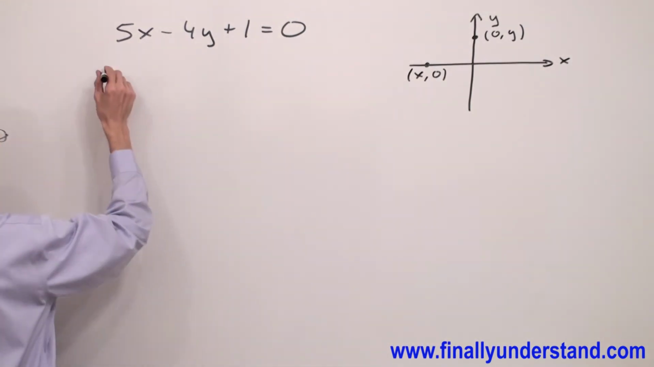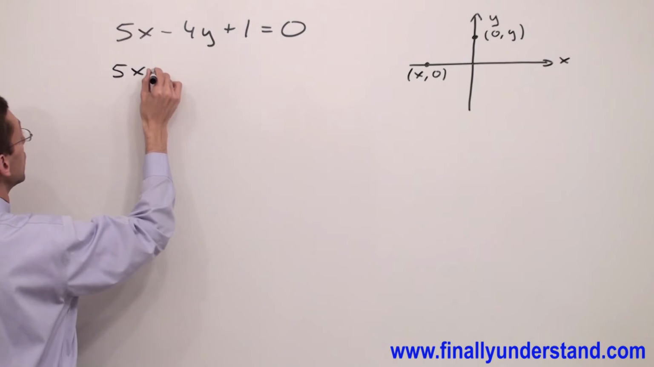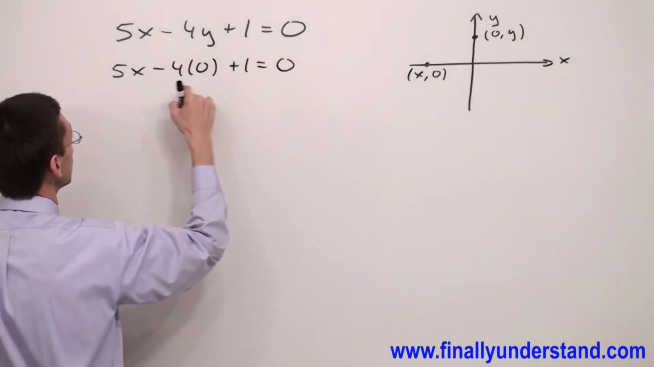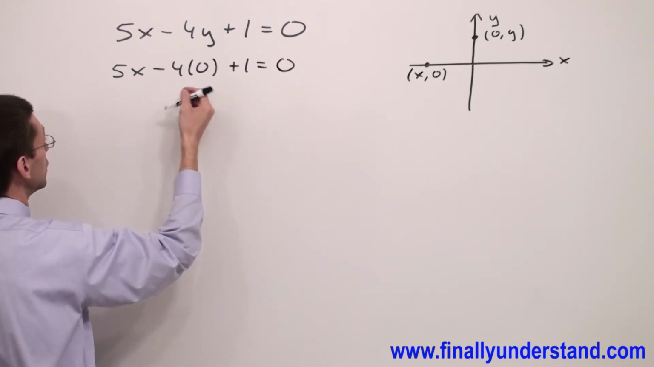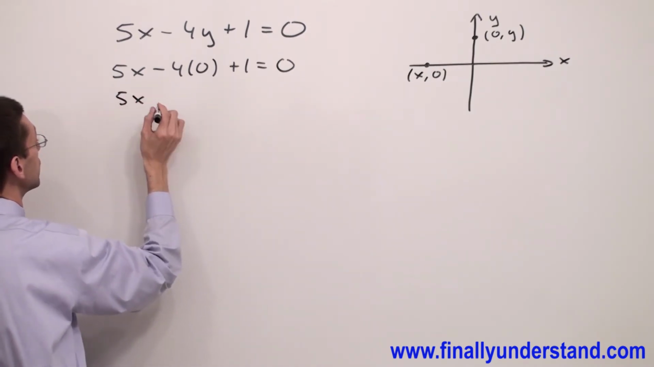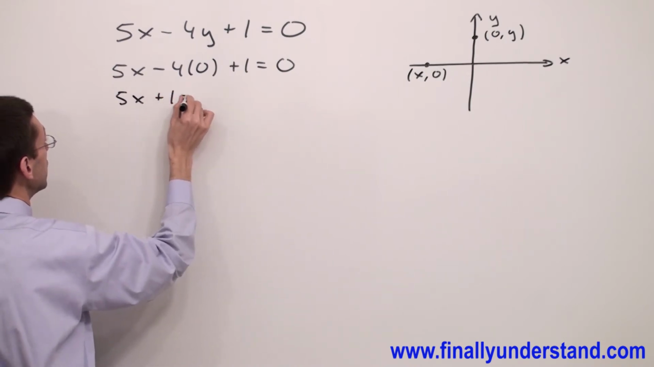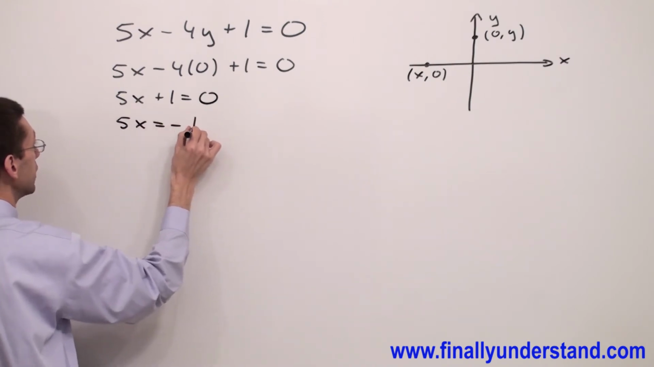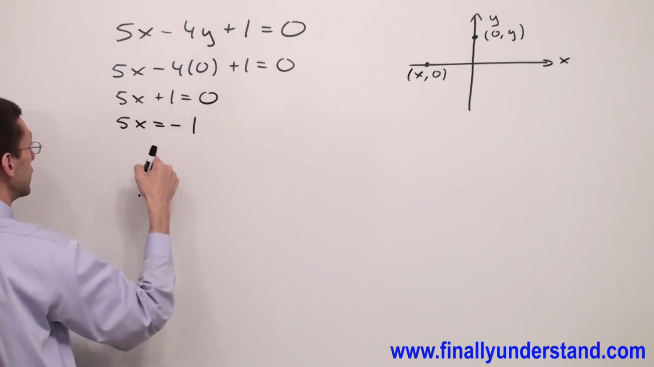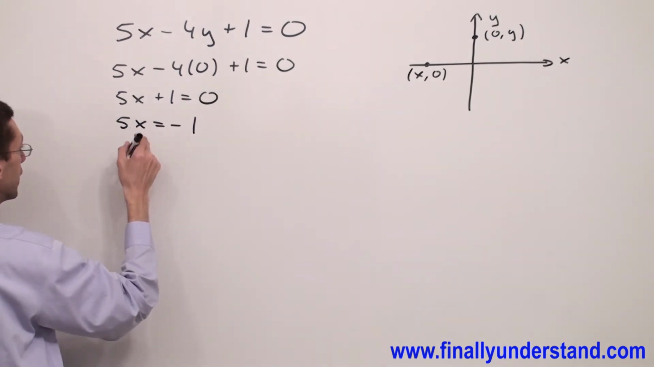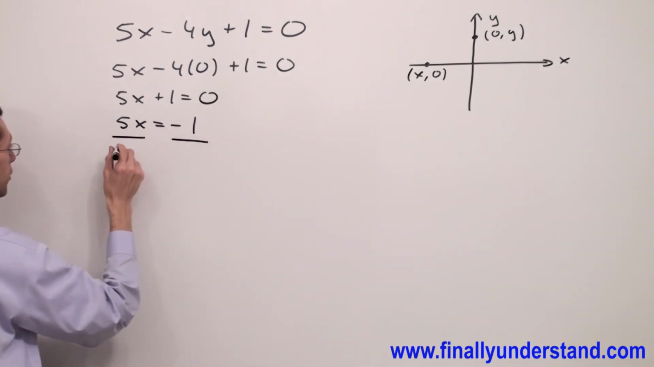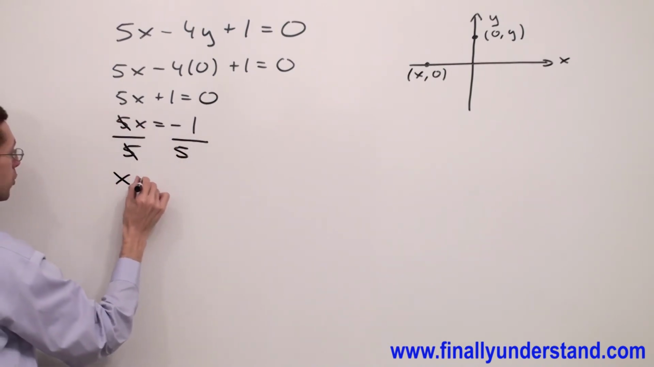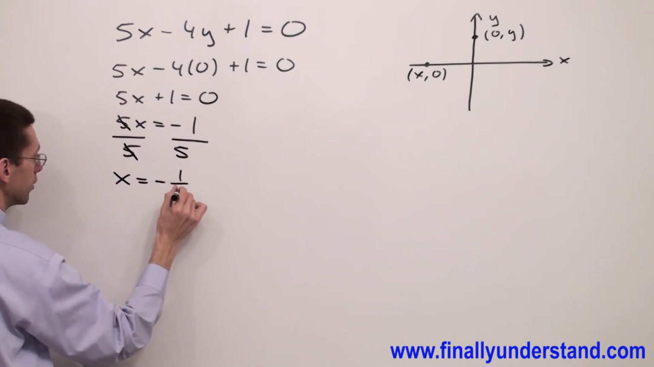That's why I'm going to write 5x minus 4 times 0 plus 1 is equal to 0. Negative 4 times 0 is 0, so I have 5x plus 1 is equal to 0. So I have 5x equals negative 1. I move 1 to the right side of my equal sign, and in order to find x, I have to divide both sides of the equation by 5. 5 and 5 will cancel out, and I have x is equal to negative 1/5.